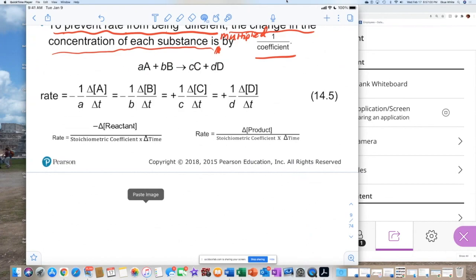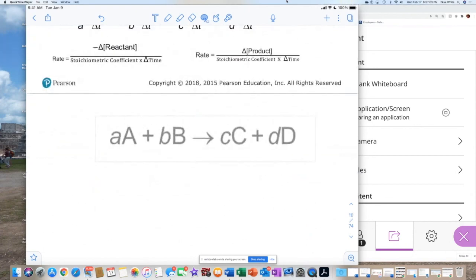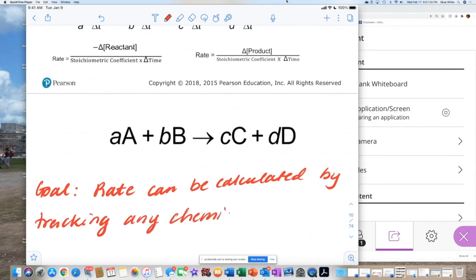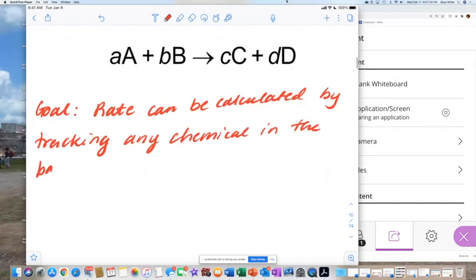Okay, remember, the goal here is to communicate. This is the goal. Rate can be calculated by tracking any chemical in the balanced equation. That's what they're trying to communicate here.